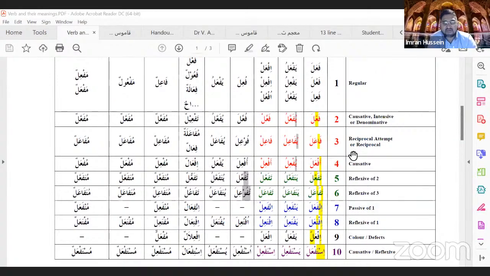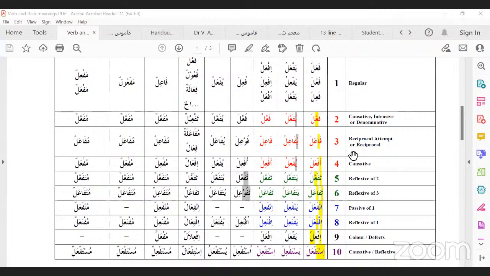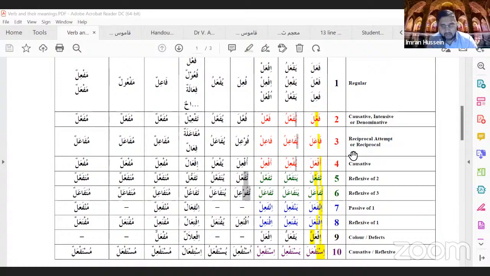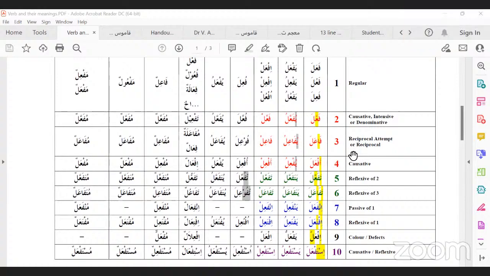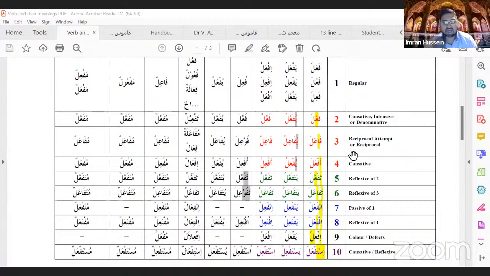I'll give you a good example. Dakhala means he entered. In Urdu and in Arabic the meaning is the same. When you say dakhala, yudakhilu, mudakhala, the word mudakhala is used in Urdu and English, and it means interference. So there's an interference of individuals in something.